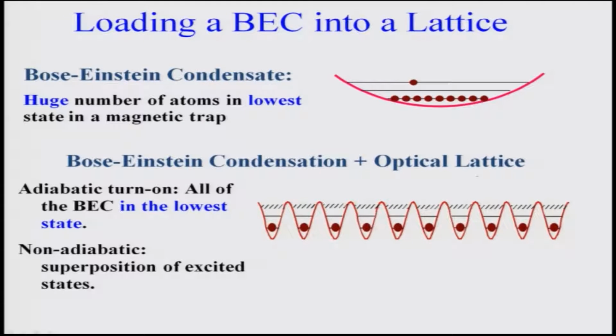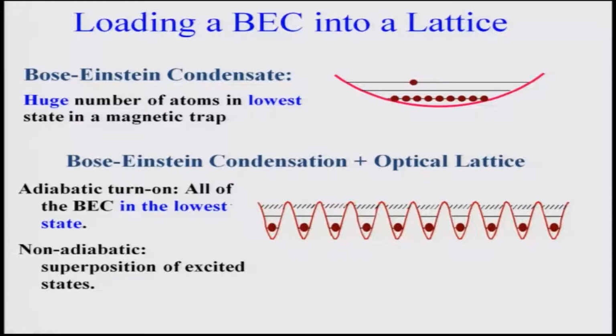A huge number of atoms in the lowest state in a magnetic trap can be easily generated in a Bose-Einstein condensate, and such a Bose-Einstein condensate can then be put into an optical lattice, which has been produced by a standing wave created by counter-propagating light. These lattice states of the atoms can be addressed by using the adiabatic process, where all the Bose-Einstein condensate is in the lowest state.